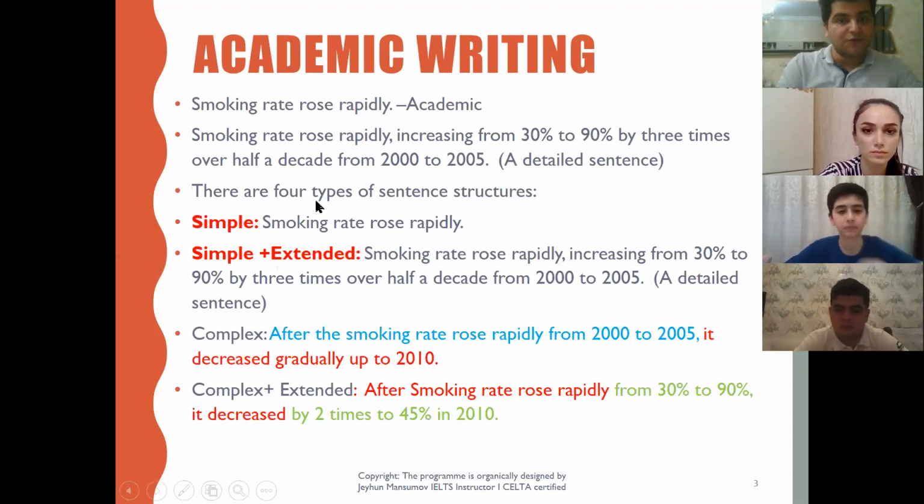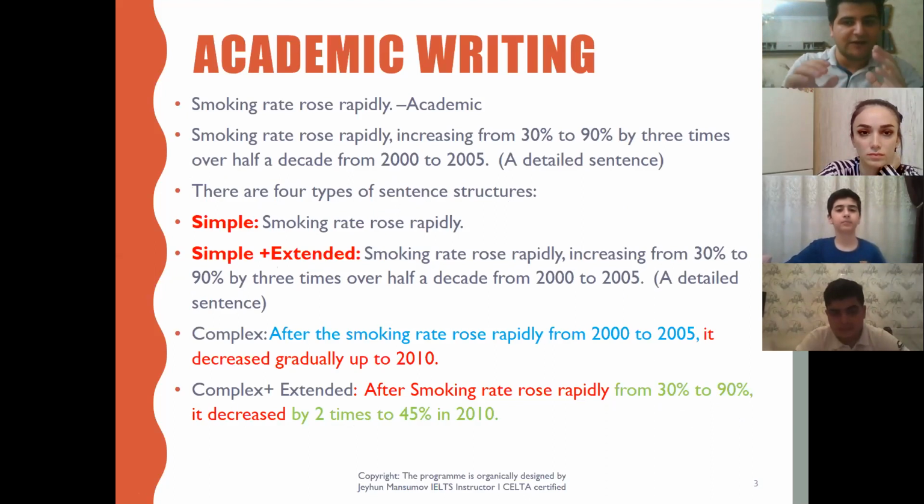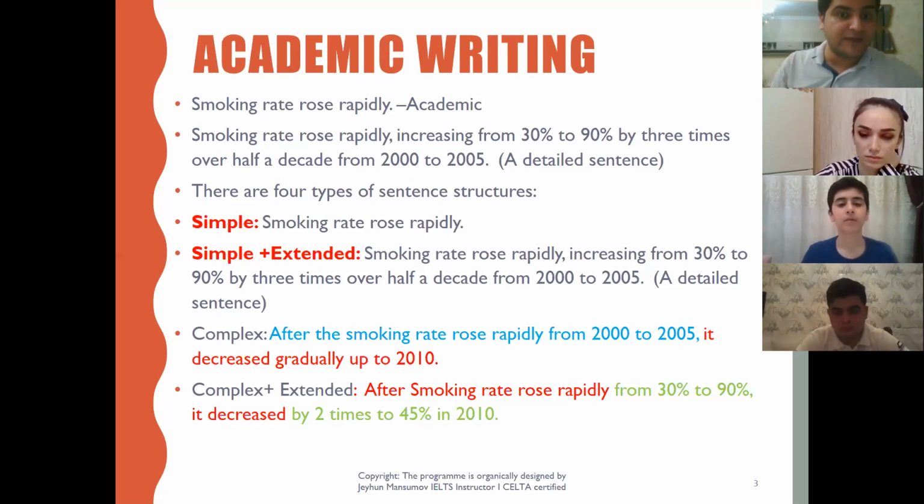Now let's look at 4 types of sentence structures. This is really important because if you know the 4 types of sentences, then you will understand what is simple, what is complex, and what is complicated. Simple and complex sentences are really important, but complicated sentences should be kept away from your paper because they are unnecessary.